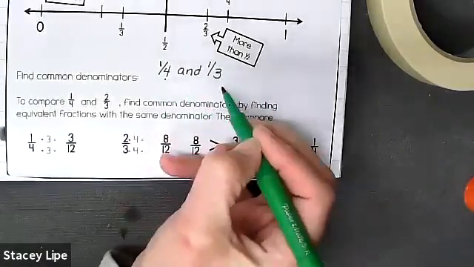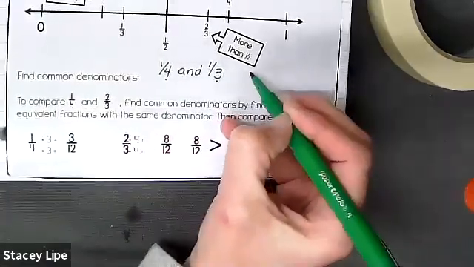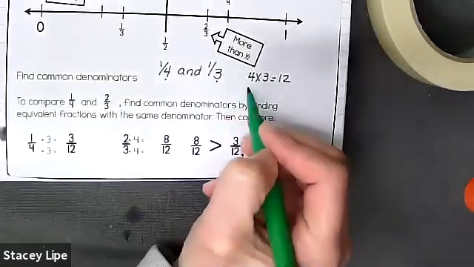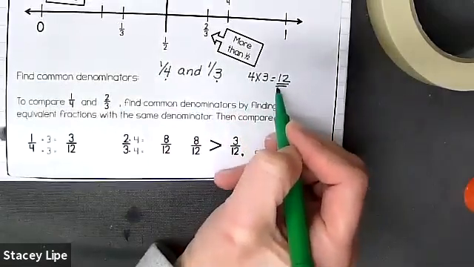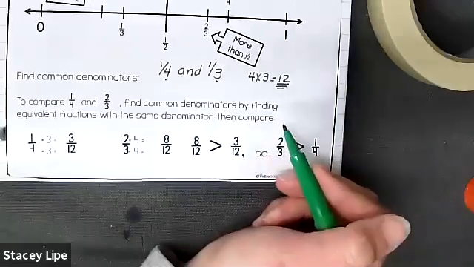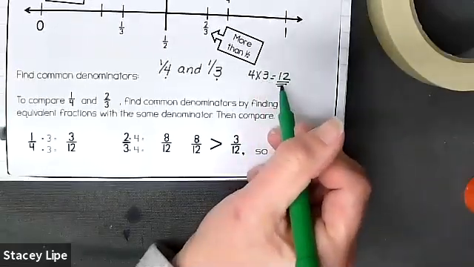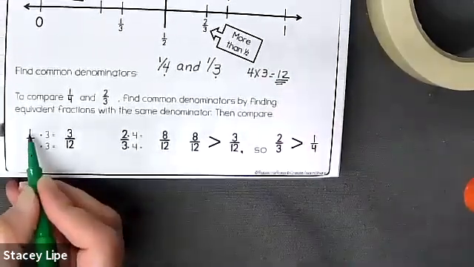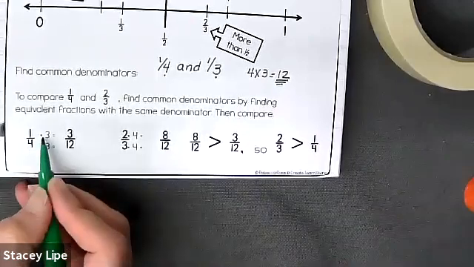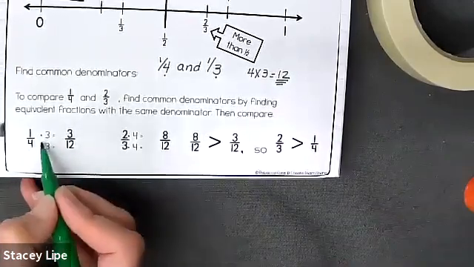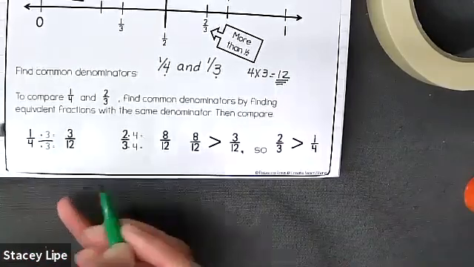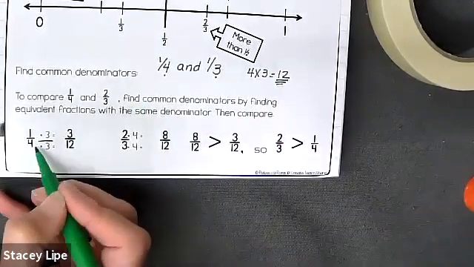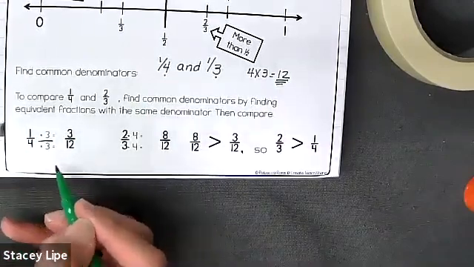So we can take 4 and we can take 3, and we can multiply 4 times 3 and get 12. And when we multiply 4 times 3 to get 12, we can use this as a common denominator, because 4 goes into 12 3 times, and 3 goes into 12 4 times. So we're going to write 1/4, and then multiply it times 3/3. 3/3 is the same thing as 1. So we're really not changing how much 1/4 is worth. We're just making it look different.